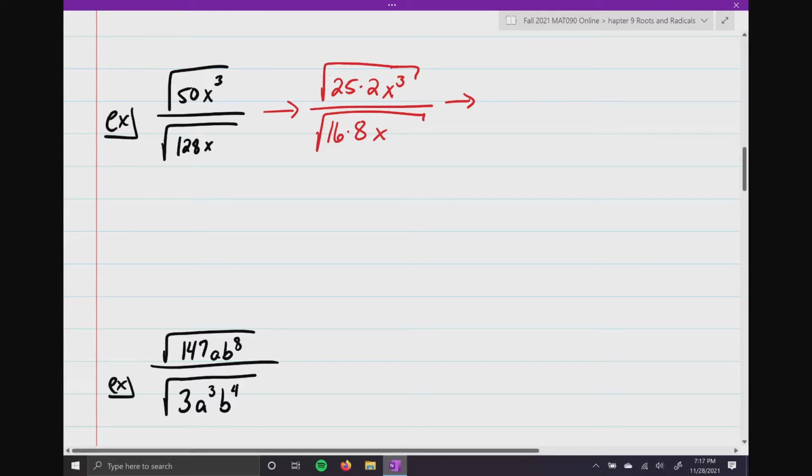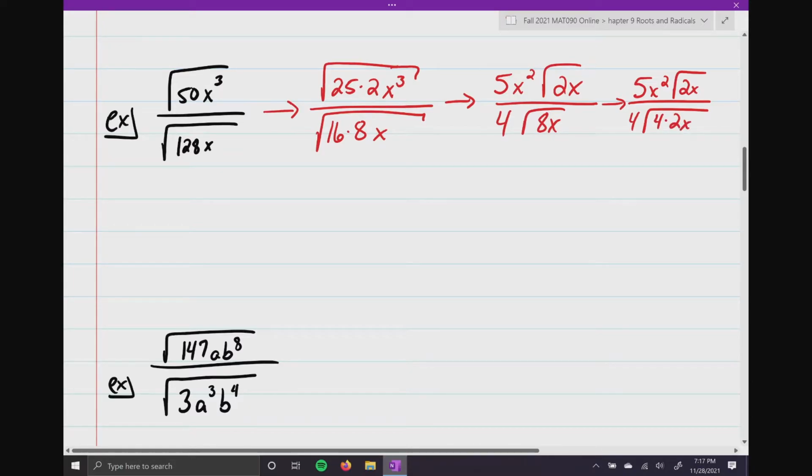Square root of 25 is 5. Now, this x to the third, I can pull 2 x's out and leave square root of 2x inside, over square root of 16, well, that's going to be 4 times the square root of 8x. But if I think about it, I can further reduce that square root of 8x. So I'm just going to rewrite the numerator here. The square root of 8x is really just 4 times the square root of 4 times 2x. And the square root of 4 is really 2.